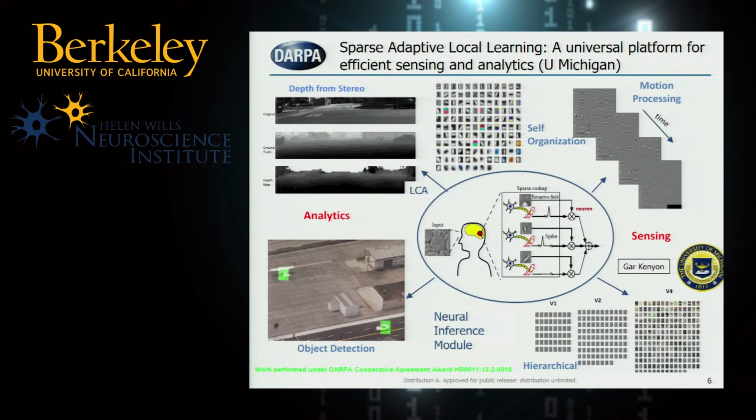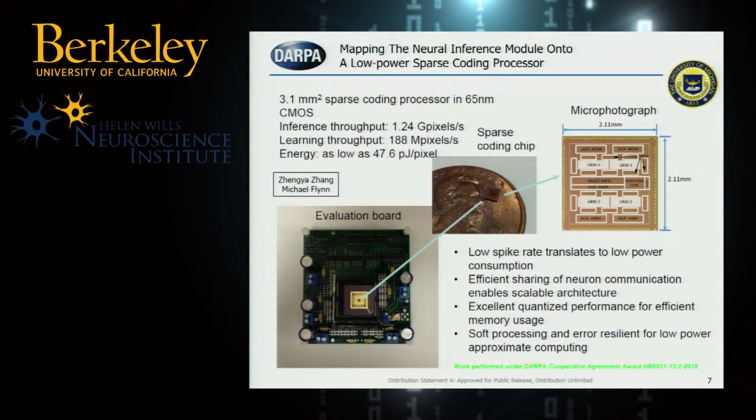Another one of our performers is University of Michigan, and they're working with Gar Kenyon, who I think may be in the audience there. Gar's developing an algorithm very similar to the one that Bruno developed called locally competitive algorithm, and using that to do various kinds of imaging. Next slide, slide 7. The group at Michigan, Zheng Zhang and Michael Flynn, developed a digital spiking neural net chip for implementing LCA, and are moving to a hybrid chip, which does spiking but does fundamentally analog computation. And they're looking also at achieving the 1,000x and 100x requirements of the UPSIDE program.